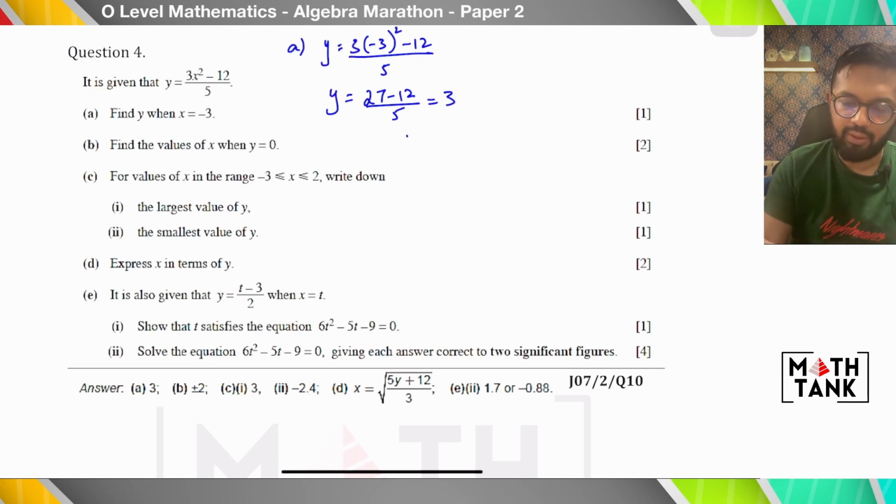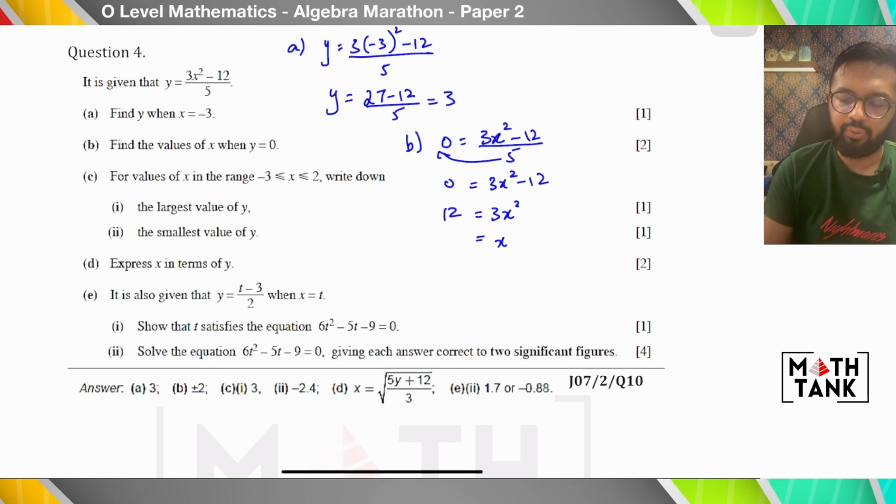Okay, then part B. Part B says find the values of x when y equals 0. First, you cross multiply the 5. 5 into 0 gives you 0. Then you take 12 to the other side and this becomes 12 over 3. And then you put a root. 12 over 3 is 4, so x equals plus minus root of 4, which equals plus minus 2.